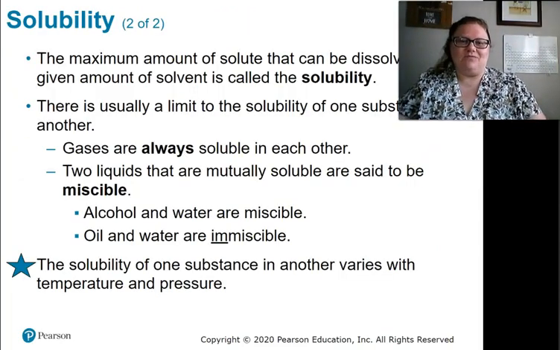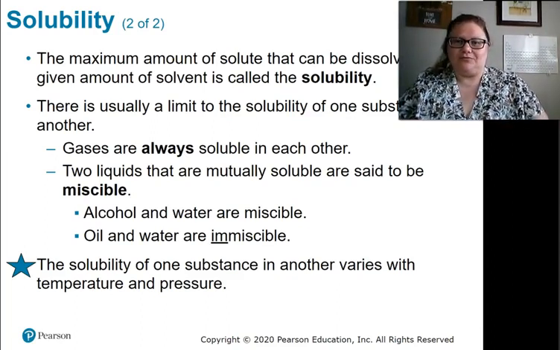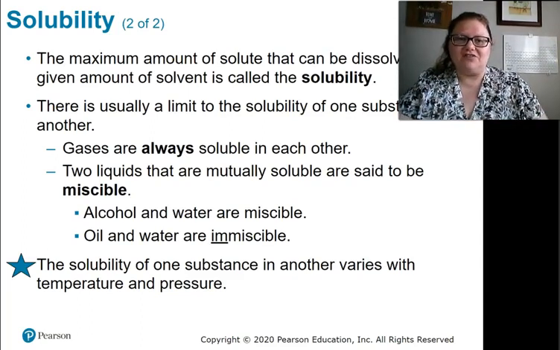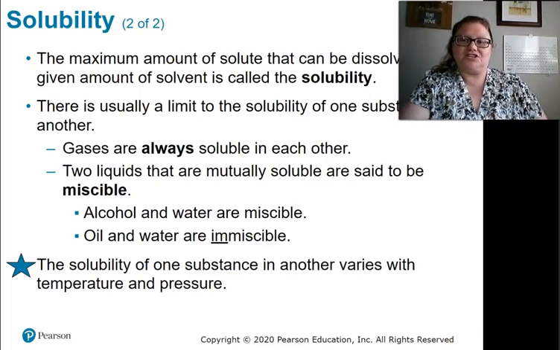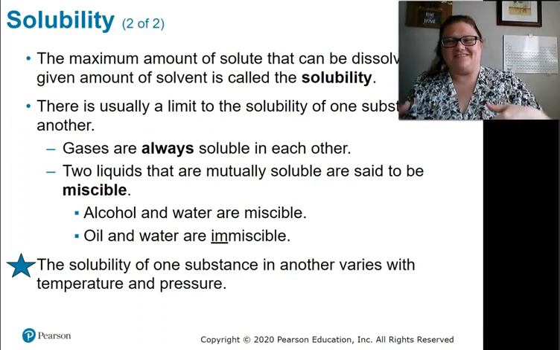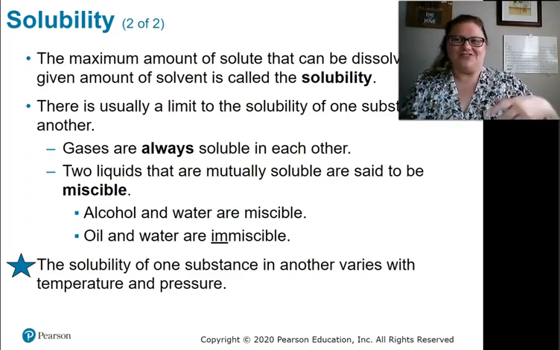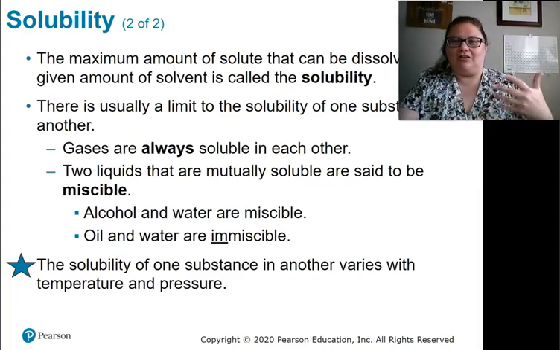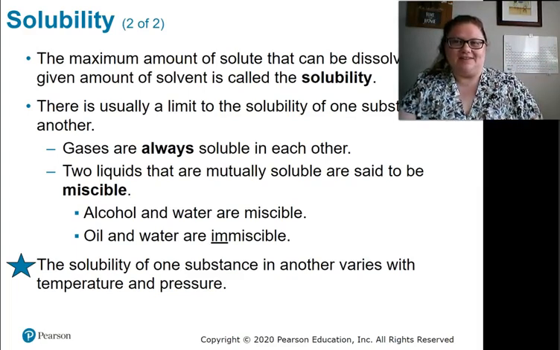Okay, so reviewing that, we have a couple more terms here. The maximum amount of solute that can be dissolved in a given amount of solvent is a term called solubility, a property. And so we have a few terms here. Gases are always soluble in each other, like the gases in the room here with me, or wherever you are watching this. There's gas around you, and it's our oxygen, our nitrogen, our carbon dioxide, and a few others in smaller quantities, right? So they're all mixed together, even though we can't see them.